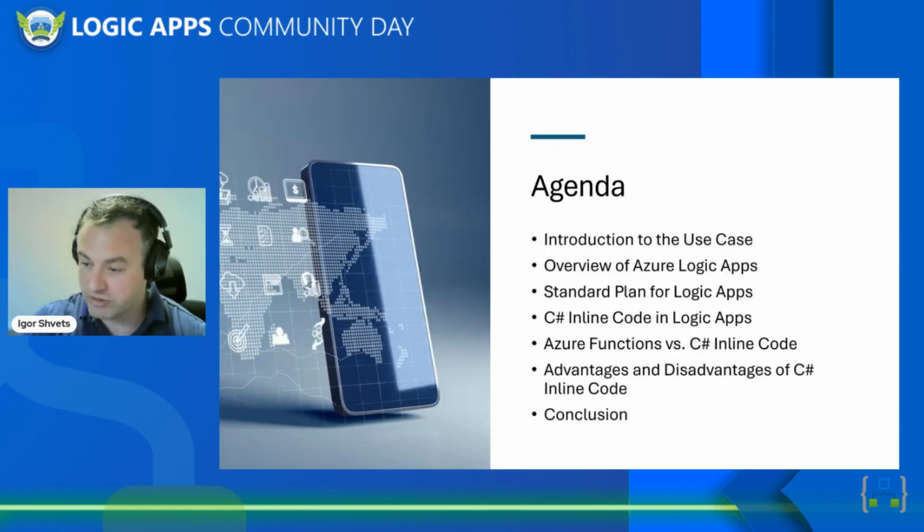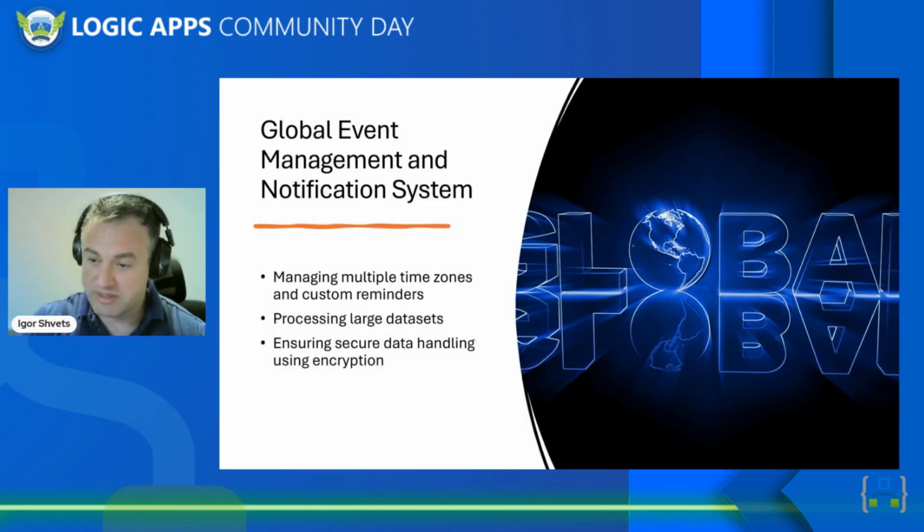So what's going to be the agenda for today? We're going to see the introduction of the use case. We're going to have a brief overview of what Azure Logic Apps are. We're going to take a look at the standard plan for Logic Apps, the one that's necessary to run the inline C# code. We will see the C# inline code in Logic Apps. We will see the difference between Azure Functions and C# inline code and the use cases. As always, we're going to look at advantages and disadvantages of C# inline code, and we'll have a demo and the conclusion. Going to the next slide.